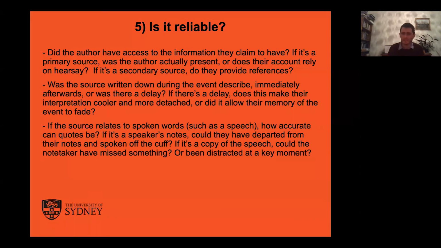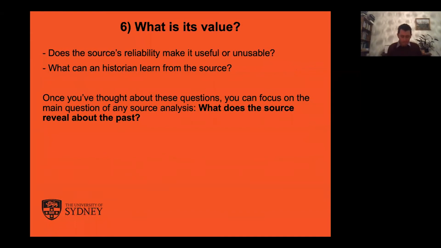Things like speeches. Is it the notes that the speaker had? If so, did they go off topic? If it's recorded by someone in the crowd, did they get it verbatim or did they miss key parts? Were they trying to summarize or were they trying to quote everything? How accurate are the quotes in the source? And then all of this is leading up to this idea of value. All of what is above are just tools to help you answer this question in bold, which is: what does the source reveal about the past?